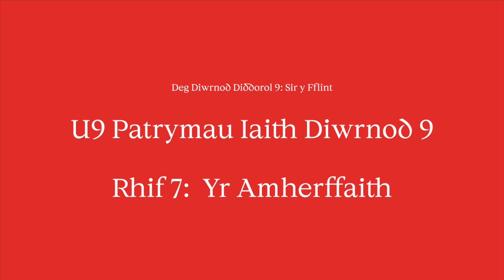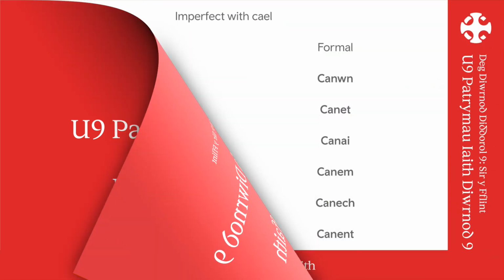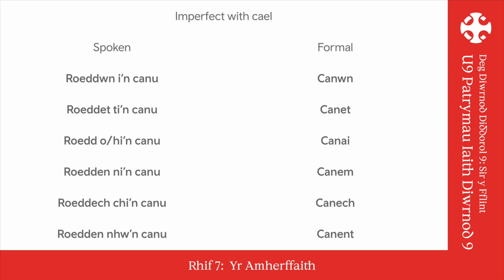Yr amherffaith, the imperfect. In formal Welsh, there is a concise form that uses the imperfect in place of roedd. Roeddwn i'n canu, canwn. Roeddet ti'n canu, canet. Roedd o'n canu, roedd hi'n canu, canai. Roedden ni'n canu, canem. Roeddech chi'n canu, canech. Roedden nhw'n canu, canent.